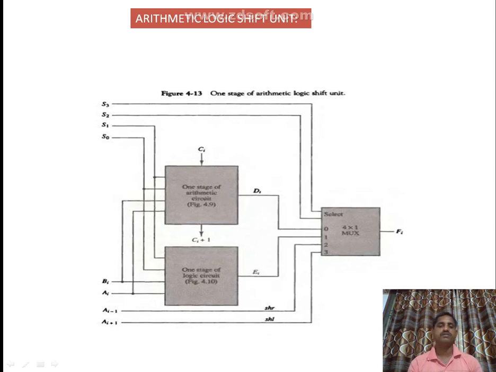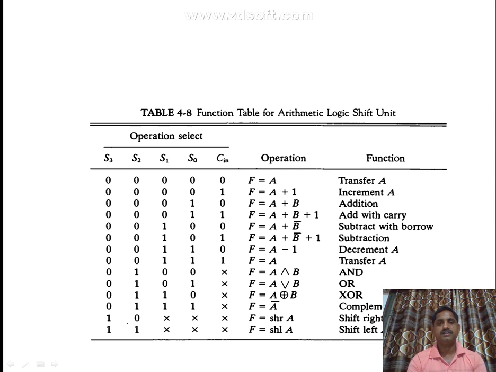Okay, and shift left, shift right, AI minus 1 and AI plus 1 are the shift right and shift left, and then the select inputs S0, S1, S2 and S3. See here the function table of the logic unit. See here S0, S1, S2, S3, Cn equal to 0.